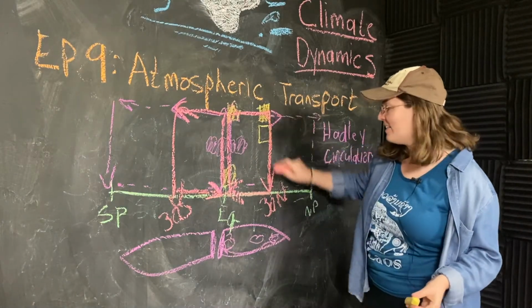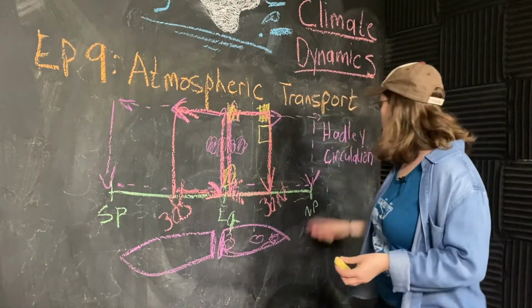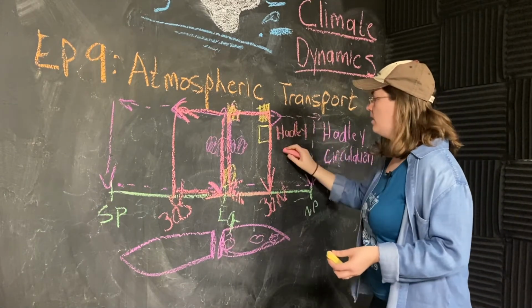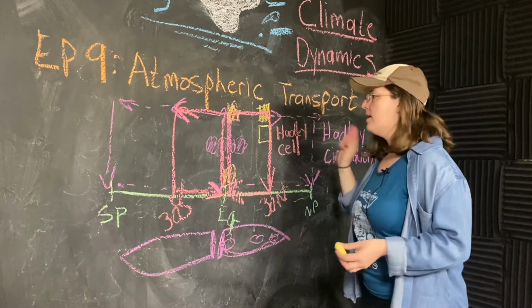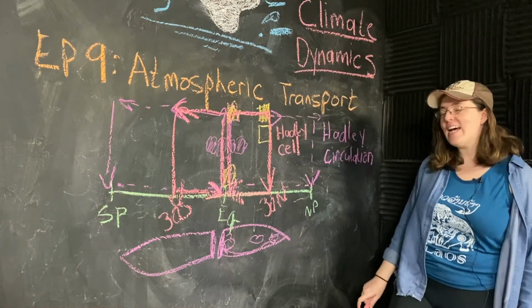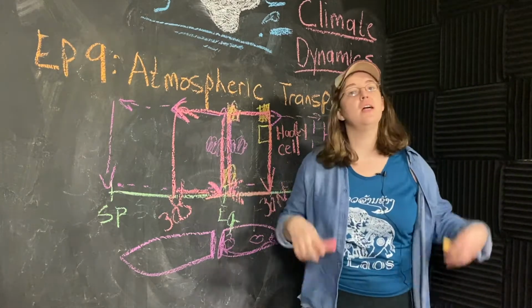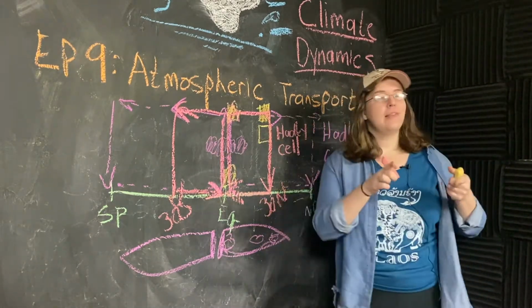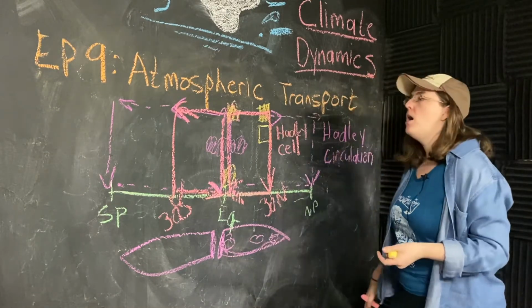So this that I've drawn in red is called the Hadley Cell. We have a Northern Hemisphere Hadley Cell, and we have a Southern Hemisphere Hadley Cell. And then we actually have two more cells that I'll talk about in the next video.